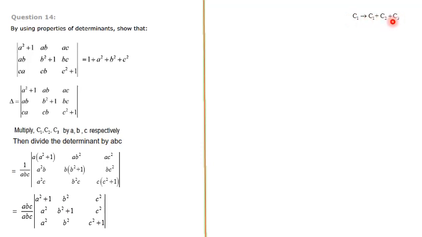That is what the operation. C1 changes to C1 plus C2 plus C3. So if you do it, C1 will change to 1 plus a square plus b square plus c square. Again here also a square, b square plus 1, c square, adding gives 1 plus a square plus b square plus c square. And here a square is here, b square is here, c square plus 1 is here. Adding gives 1 plus a square plus b square plus c square. And C2 remains the same, C3 also no change.